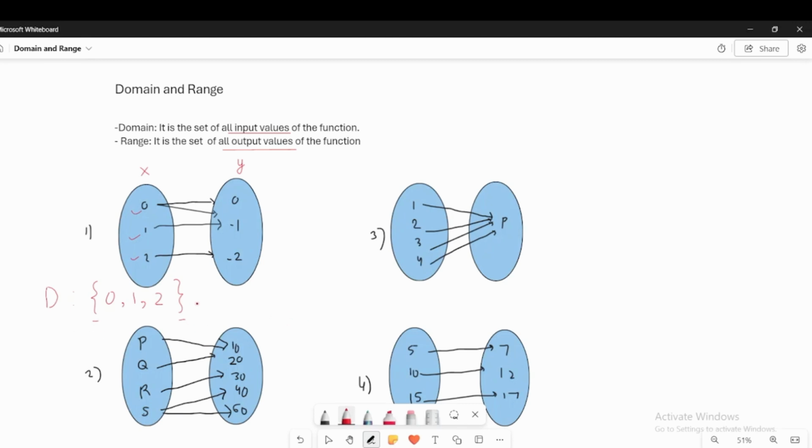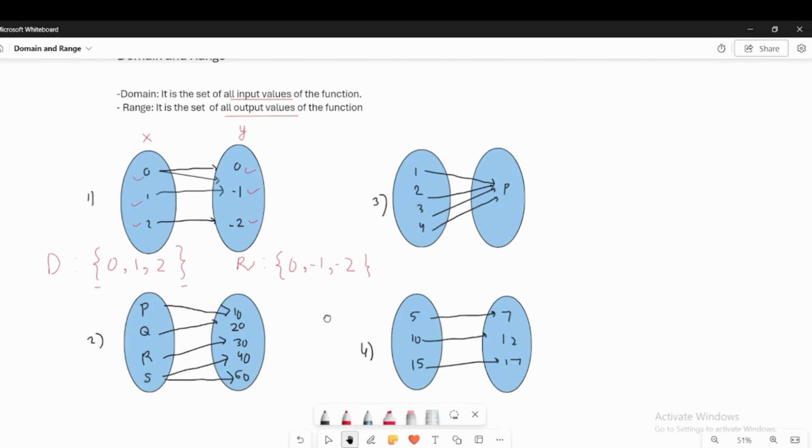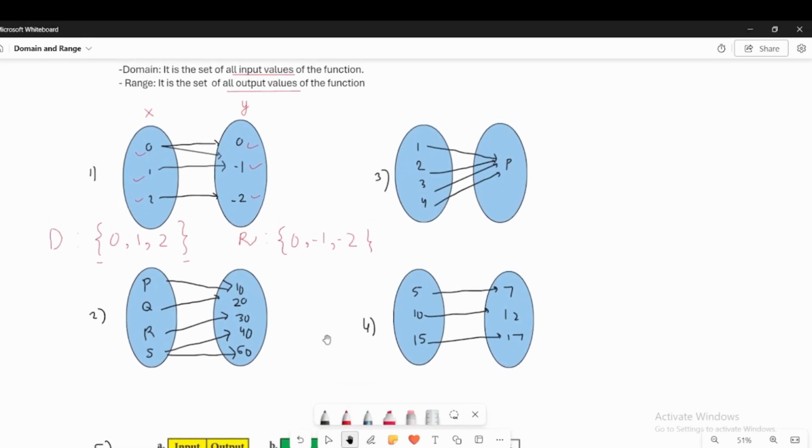Now, similarly, if we talk about the range, as I said before, range is the set of all the output values. So what are all the output values in this function? It's 0, -1 and -2. So that means your range is going to be 0, -1, -2, and again we place them inside these braces. So that's all in domain and range. This is the basic.